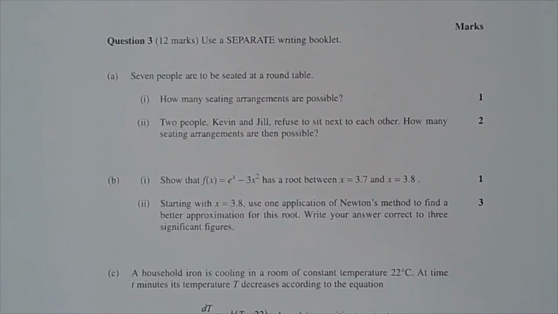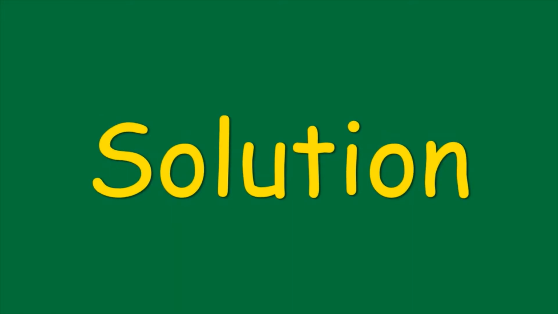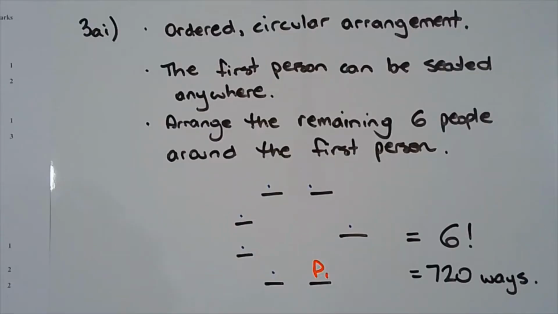Question 3A. 7 people are to be seated at a round table. Part 1. How many seating arrangements are possible? This is an ordered circular arrangement. The idea here is that we pick one person at random and then seat them randomly around the circle, and that person acts as a reference point. Then we arrange the remaining 6 people around the first person.